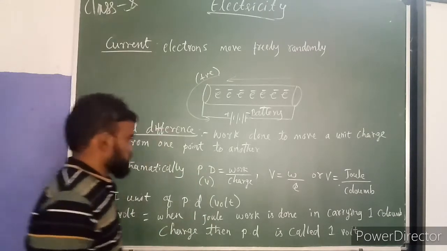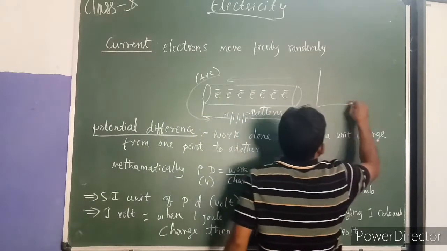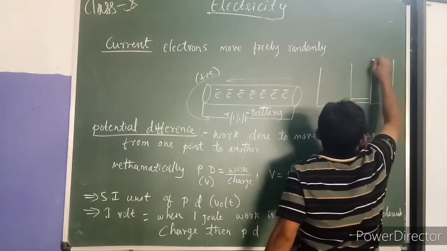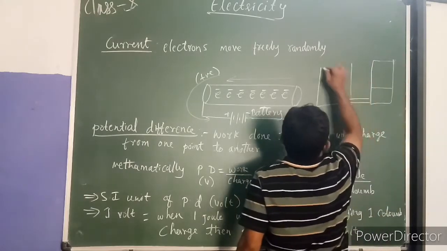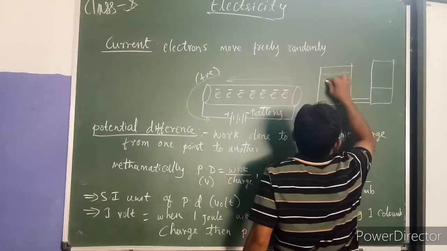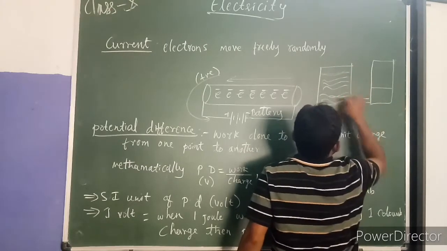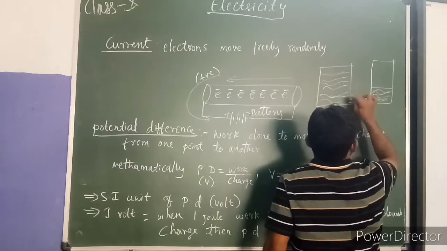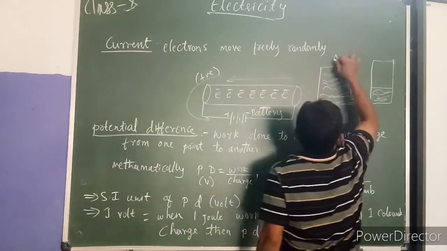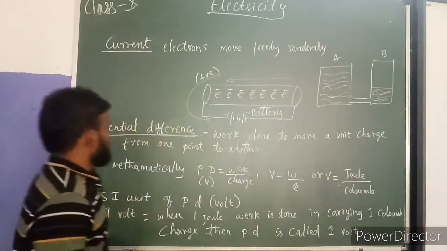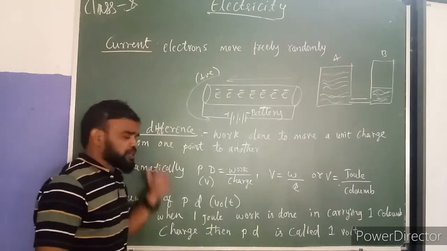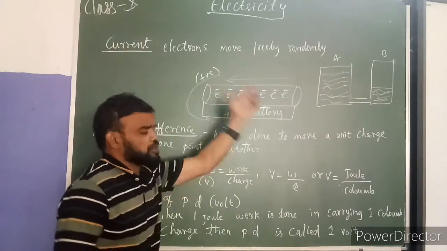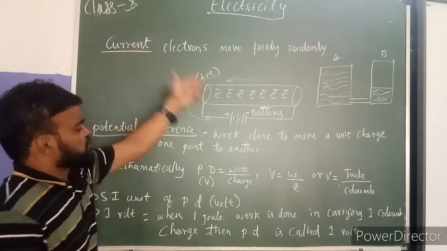Now, potential difference. So here, one trough is containing water, less, and this one is full. So first of all, I will explain the definition of potential difference: the work done to move a unit charge from one point to another point. So work done is going on.